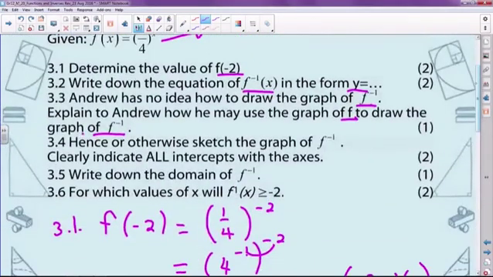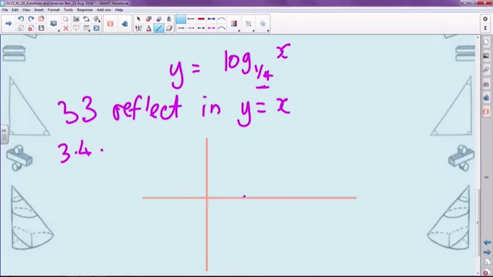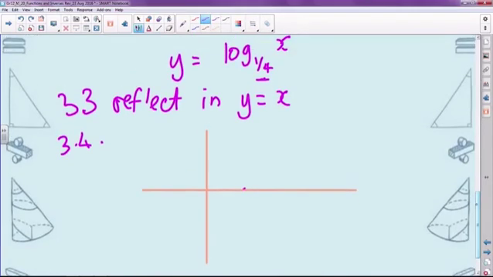Here they say, hence or otherwise sketch the graph of the inverse, clearly indicate all intercepts with the axes. Depending on which method you use, you might have it drawn slightly different. You might have the points indicated, but you need to indicate all of the intercepts, which is what they said. So remember, we were dealing with a decreasing exponential graph, which means I'm going to have a decreasing log graph as the function of the inverse. So to draw that, it's going to look as follows.